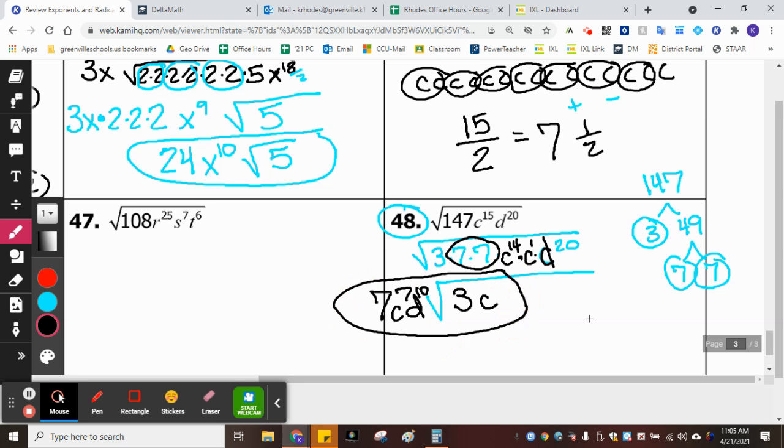And if you've gotten this far, I think you get it. So I'm going to stop with the notes today. You can do your Delta Math assignment. And if you get stuck on one, I'll come help you.